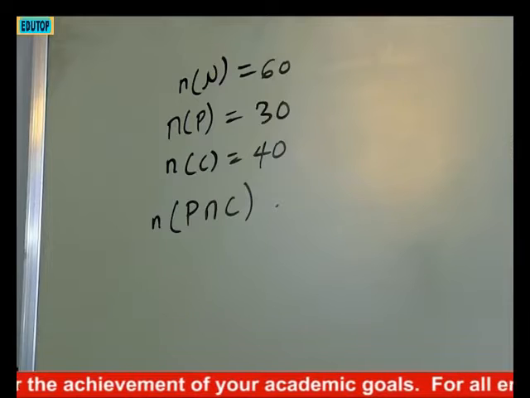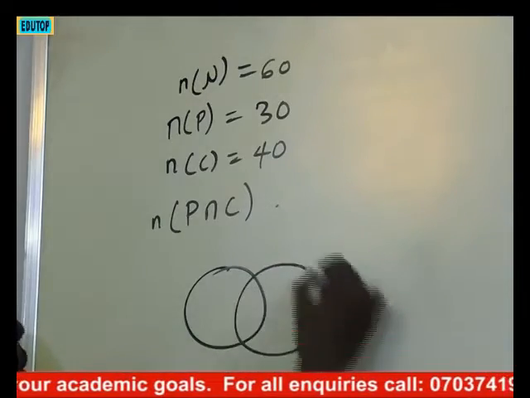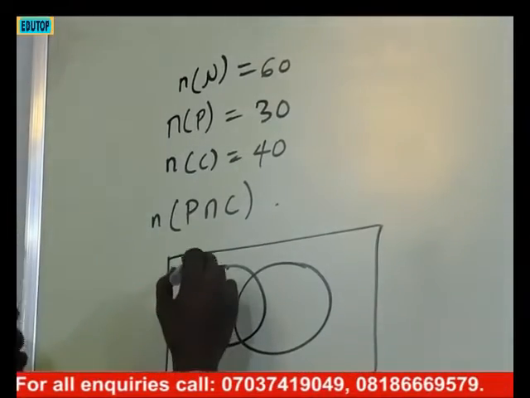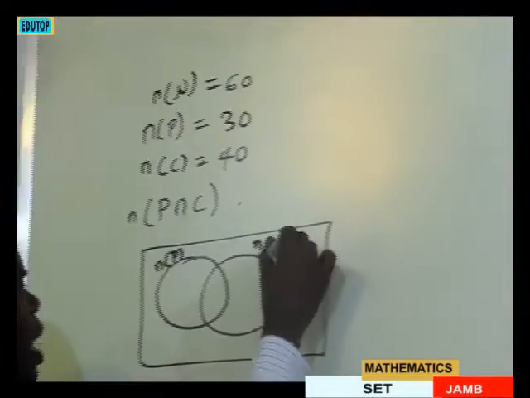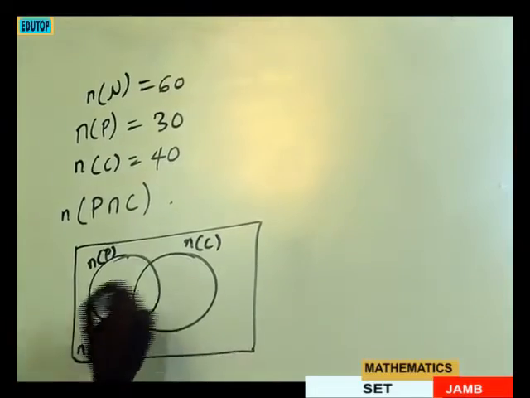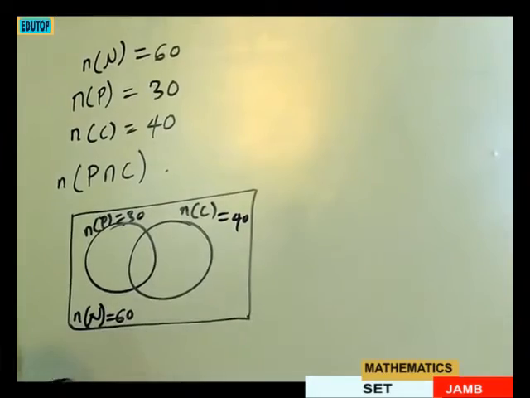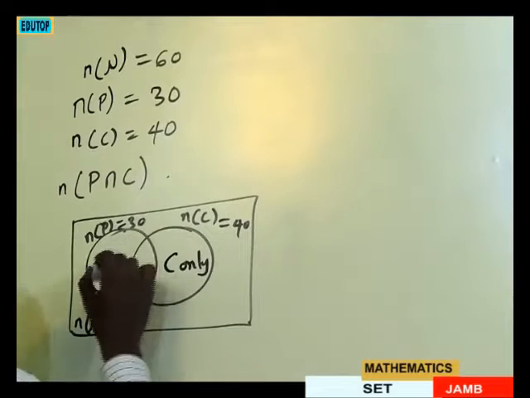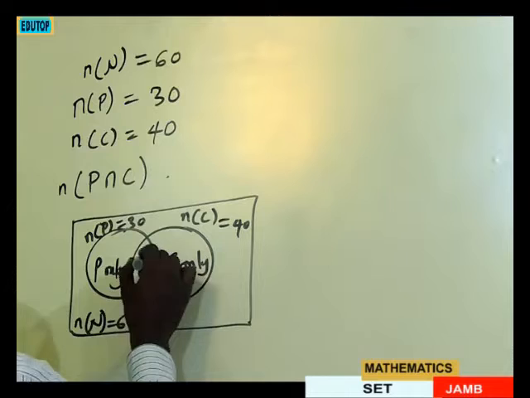Now let's look at this. We draw the Venn diagram. This one will involve two circles. So we have something like this, where let's call this number of physics, then let's call this number of chemistry, and let's call this number of universal, which is 60. So number of physics is 30, number of chemistry is 40. Now let this be C only, that's chemistry only, while this one let it be P only, that's physics only. Now, let's call this X.